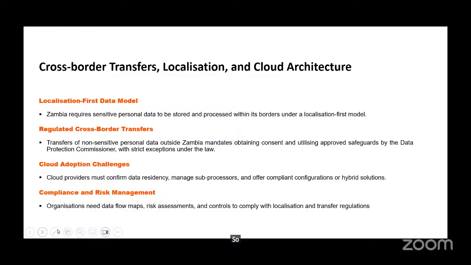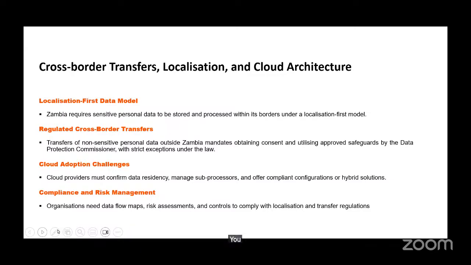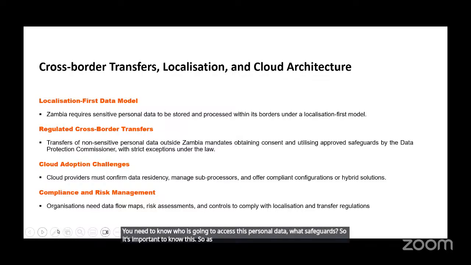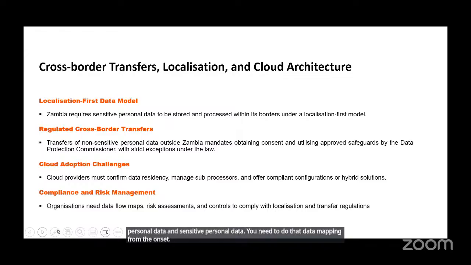So it's important to understand, even for the cloud, where's the residency? Is it in a jurisdiction which does not protect personal data at all? Do you think the commissioner will agree to that? You need to know who is going to access this personal data, what safeguards. So it's important to know this. So as a starting point, when it comes to cross-border transfers, you need to do that differentiation. That's why I belabored to explain the difference between personal data and sensitive personal data. You need to do that data mapping from the onset. That's something that's very, very important.